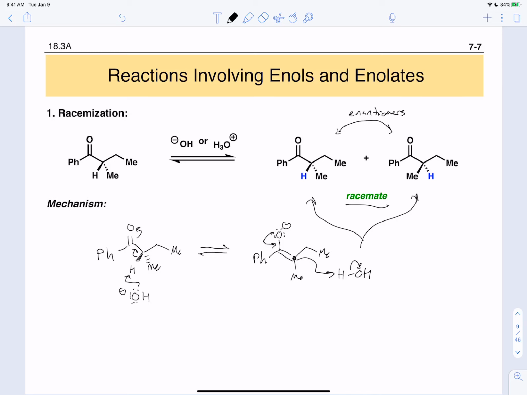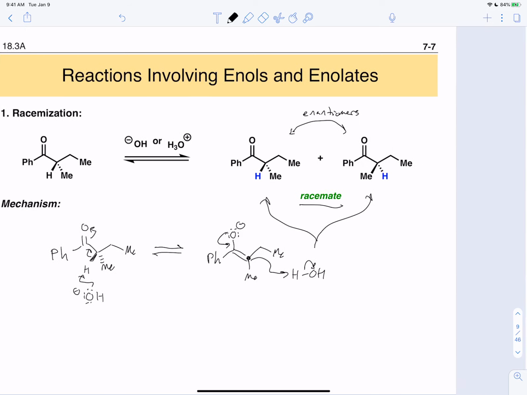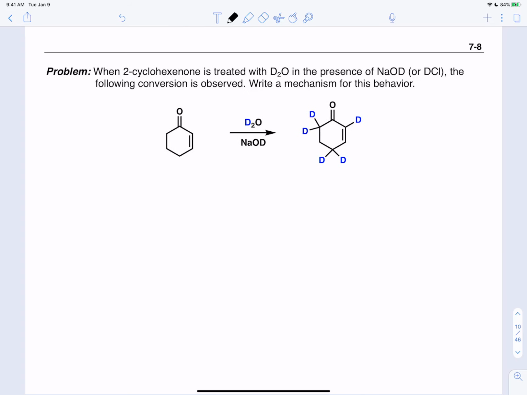And this looks kind of boring. It's true. Since we didn't really change the molecule, we just lost some of its chiral information. But there are labeling experiments we can do which can be a bit more instructive into the reactivity.